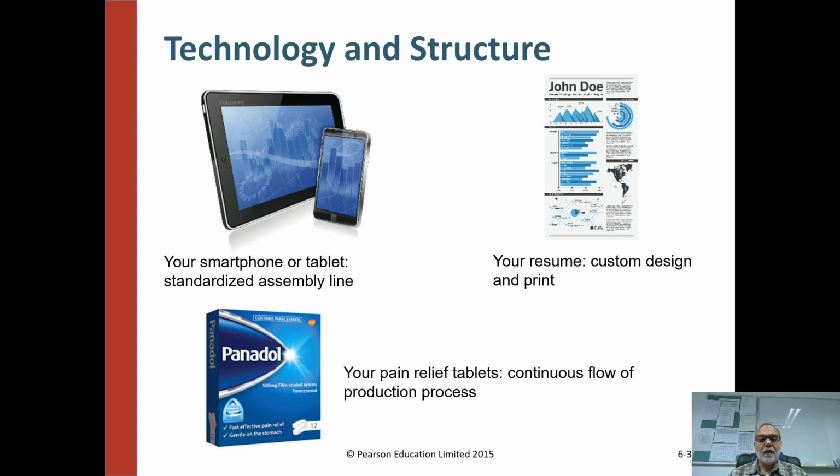Technology and structure. We see over here three different types of technologies: smartphone or tablet technology, a resume, and the pharmaceutical industry. When the technology is smartphones or tablets, there is a standardized assembly line. In resumes, custom design and print is there, and in pharmaceutical companies, there may be a continuous flow production process.